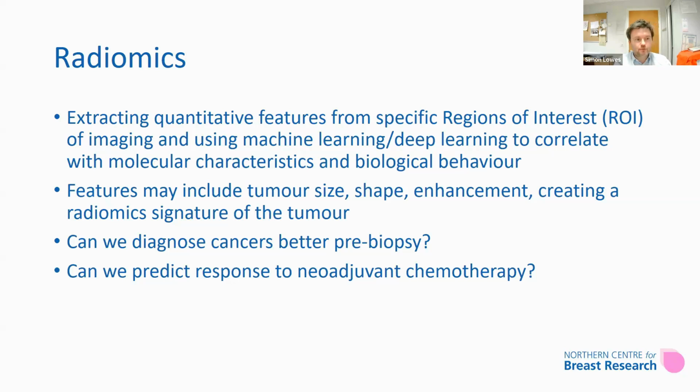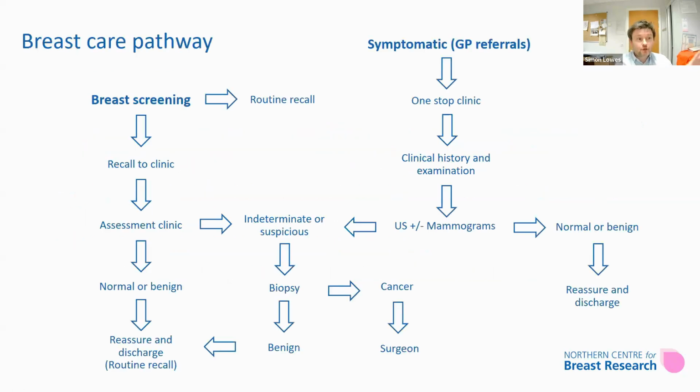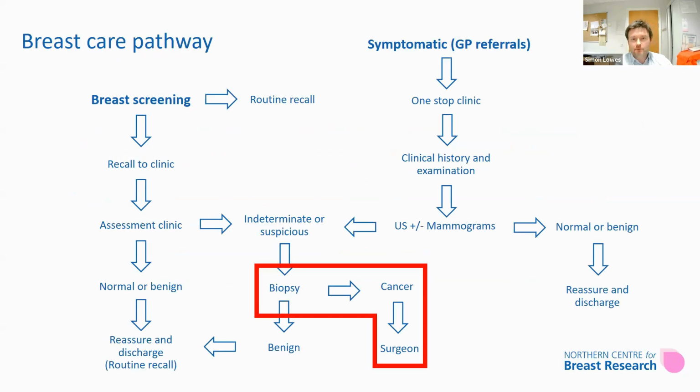And one of the projects we've started to work on with Professor Occhipinti is looking at, can we predict response to neoadjuvant chemotherapy? So I talked about our breast cancer pathway earlier, and we got to the point where we did a biopsy, we found the cancer, and we refer it to a surgeon. Most women, when they have a breast cancer diagnosed, will have surgery as a primary treatment to excise that cancer.